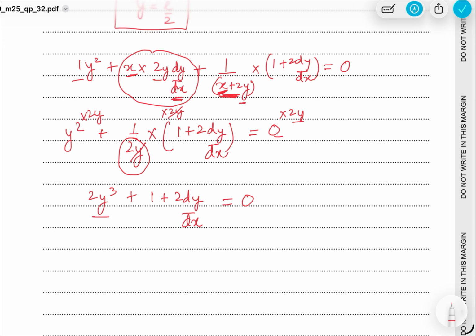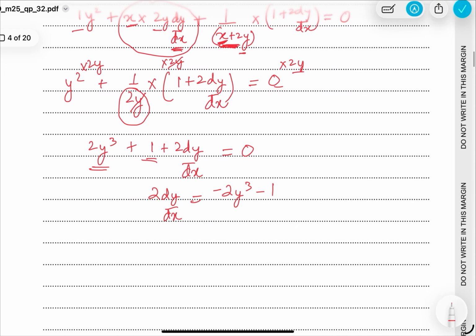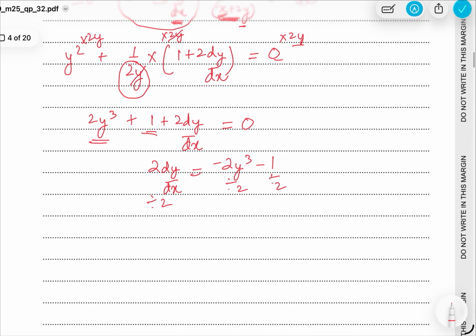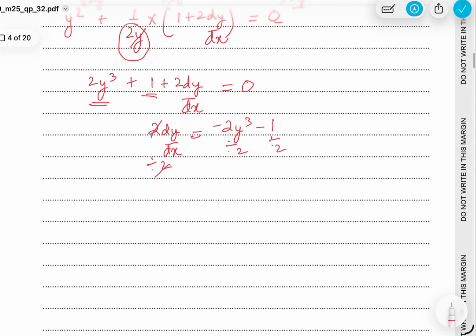Take this 2y cube to the other end and this 1 as well. So this would be twice dy over dx equals to negative 2y cube. Side changes, sign changes. Negative 1. Side changes, sign changes. Divide everyone by 2. This also by 2. This also by 2. This also by 2. Okay. So these will be cancelled. Dy over dx equals to negative y cube minus half.